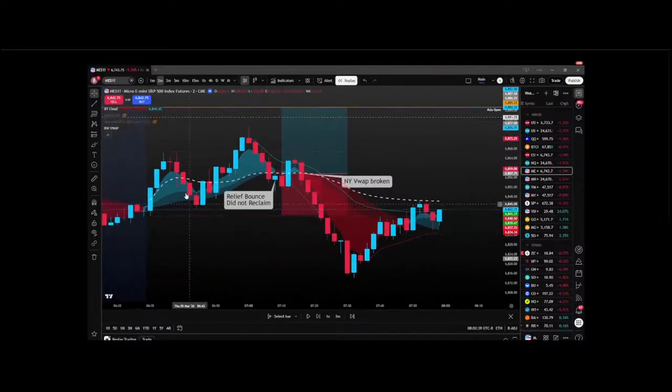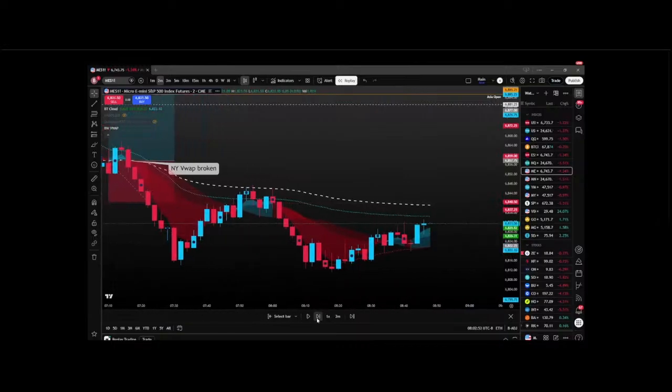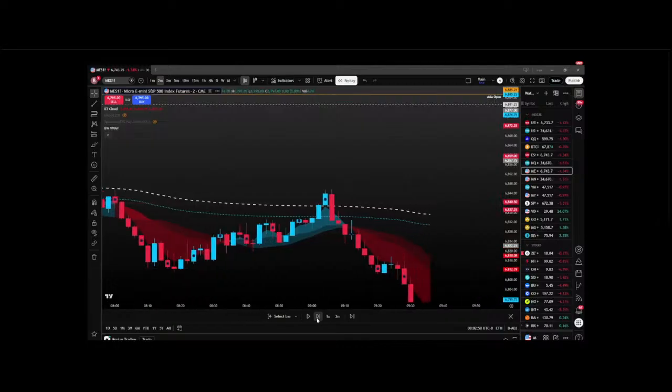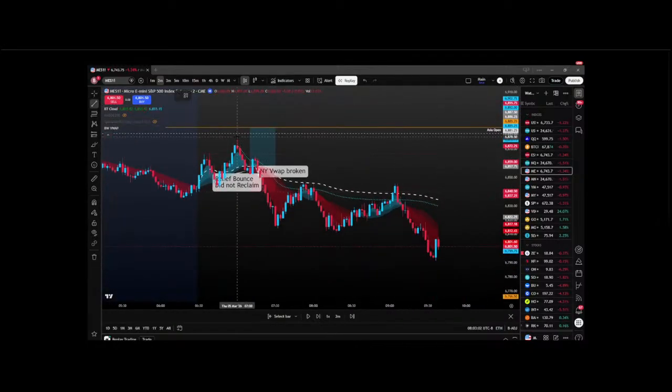But now that the day was set right here, where we know that we're going to reject the high of day and the New York VWAP, you can see that it happens basically throughout the whole day, which is amazing. We just kept rejecting. So once you have that, you have your levels.